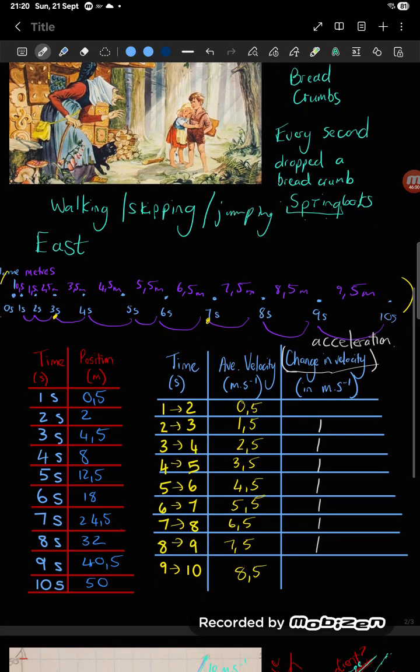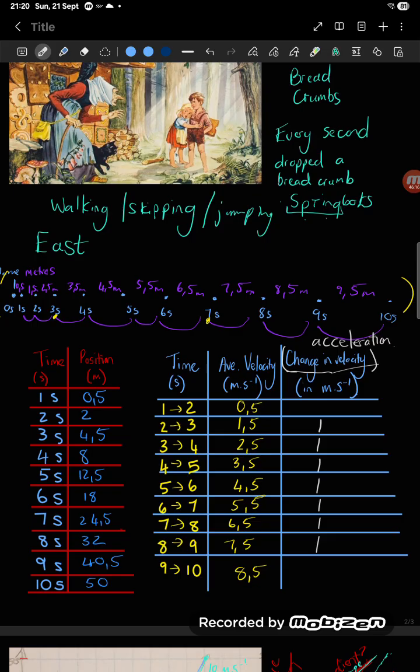We don't talk about jolt and jerk, so we always go constant acceleration in high school. Okay, so we're going constant acceleration of 1 meter per second squared to the east.